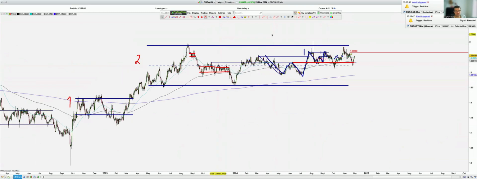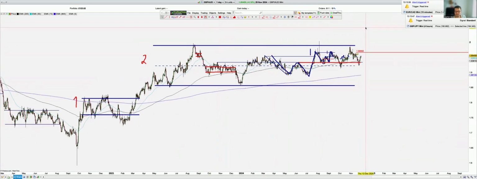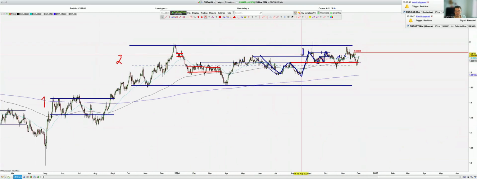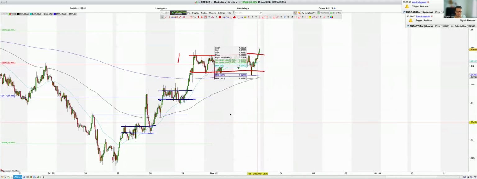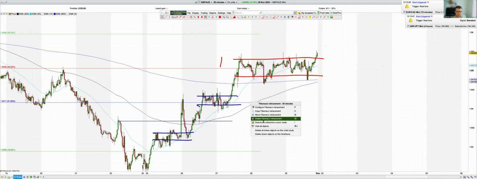In GBP AED, special one, very special. Looks like an emergency evacuation. We're looking to escape this level 2. Level 1, level 2. This is one I really want to have a look at. This is a very bullish setup indeed. There's the pattern on the way up.